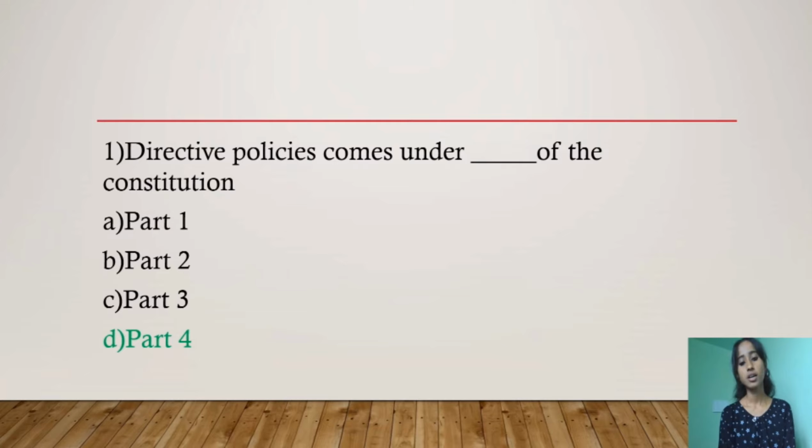Directive policies come under which part of the Constitution? Option A part 1, option B part 2, option C part 3 and option D part 4. And now the right answer is option D, part 4.